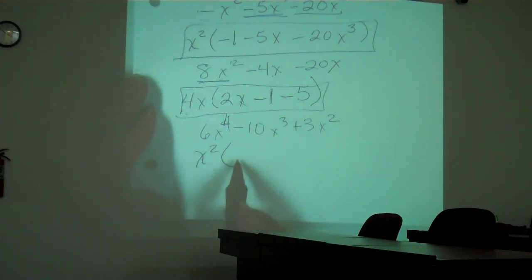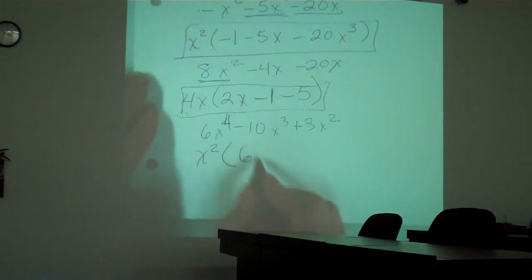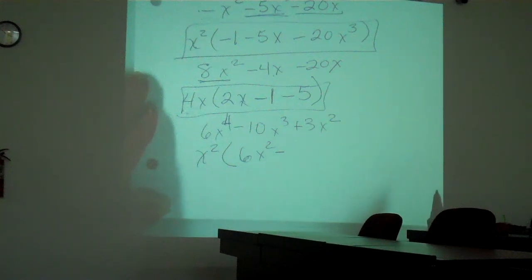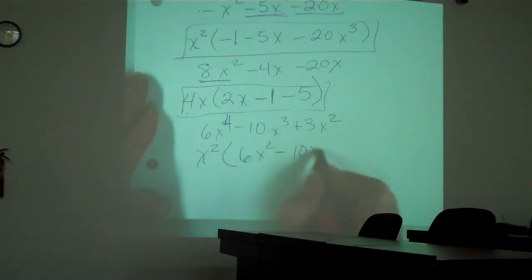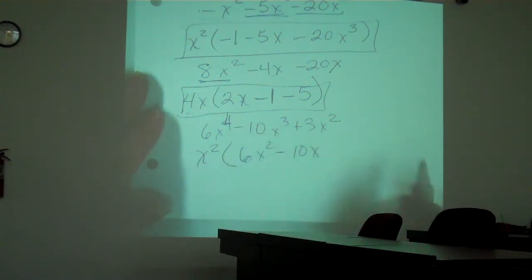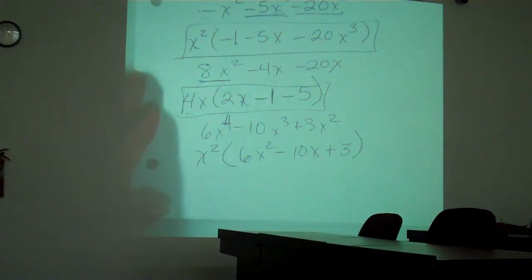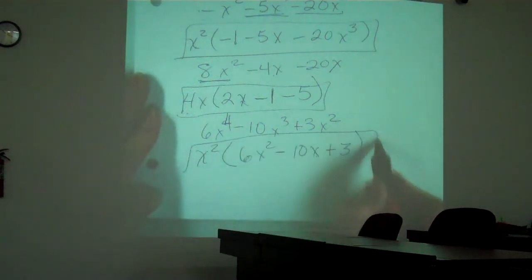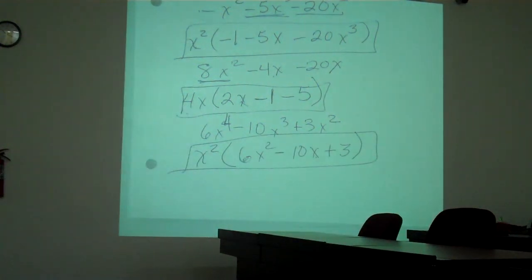Okay, so what's your first term? 6x squared, 2 is 4. Minus what? 10x, 1 and 2 is 3. Plus just 3? Yeah, you already have 2 x's. Okay? So factoring out the greatest common factor is not too bad, huh?